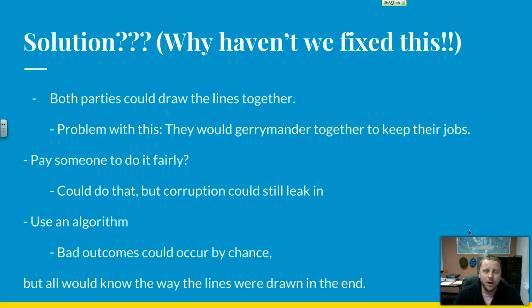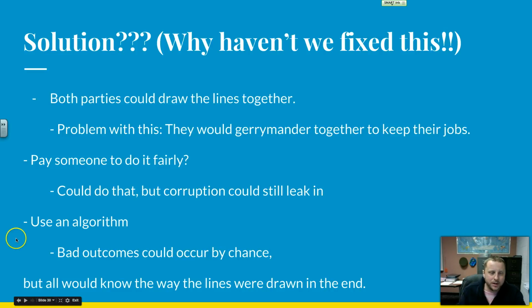What is the solution? Why haven't we fixed this? Well, one solution here is that both parties could draw the lines together so that one side isn't favoring over the other. The problem with that is that they just gerrymander to keep their jobs. Okay, they work together to make sure that the Democrats keep their job, the Republicans keep their job, so that doesn't work. You could pay someone to do it fairly, but when you start entering money into drawing the lines, you could end up with corruption as one group or another controls the people that control the lines.